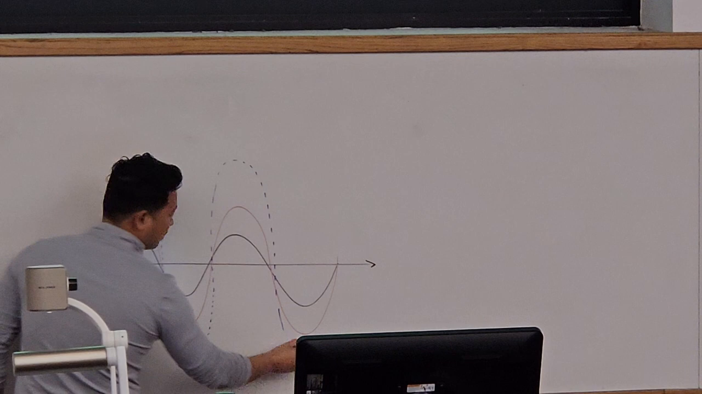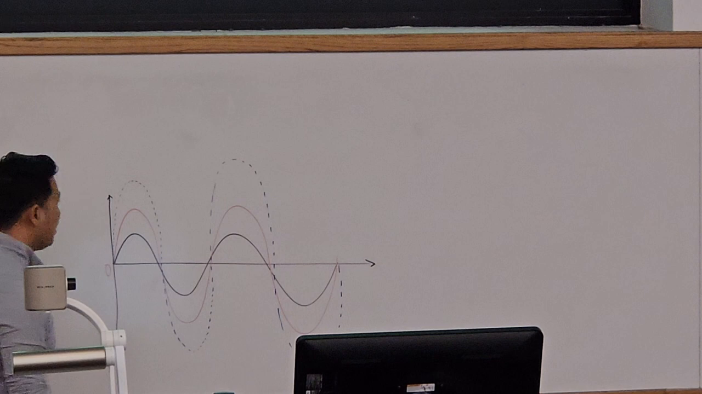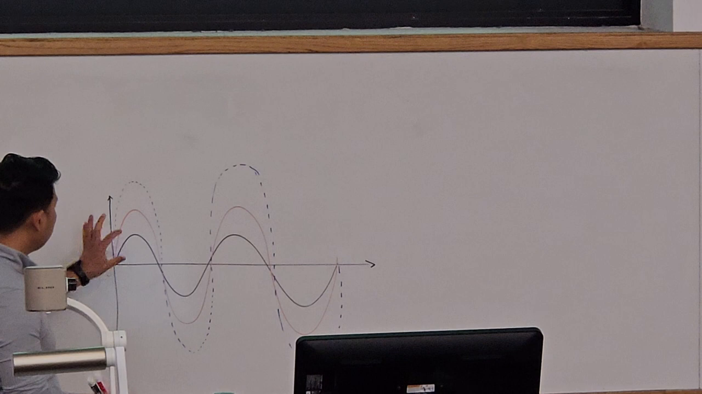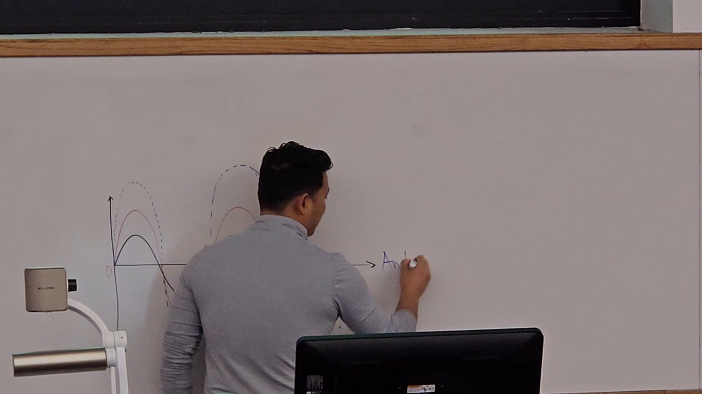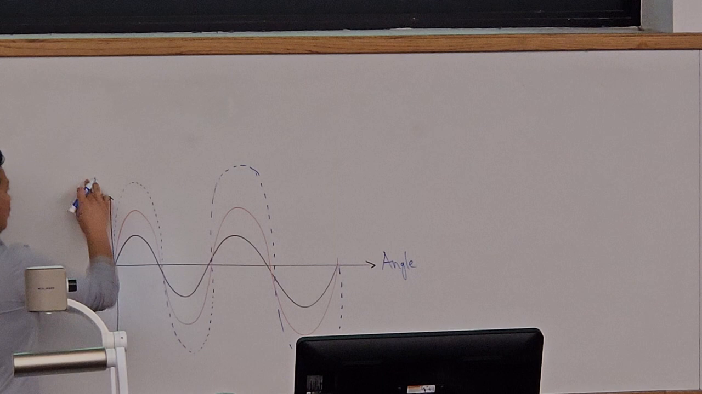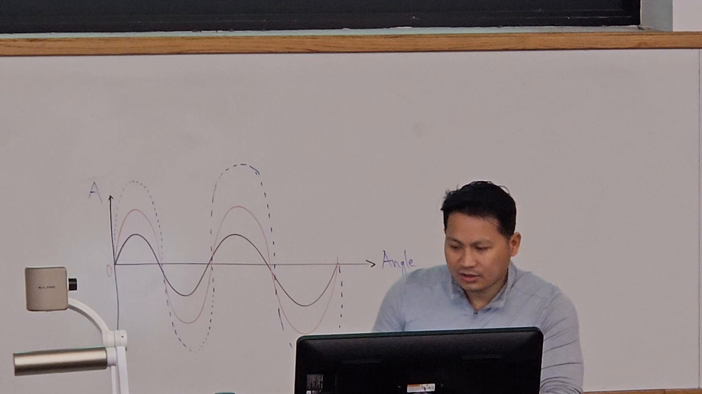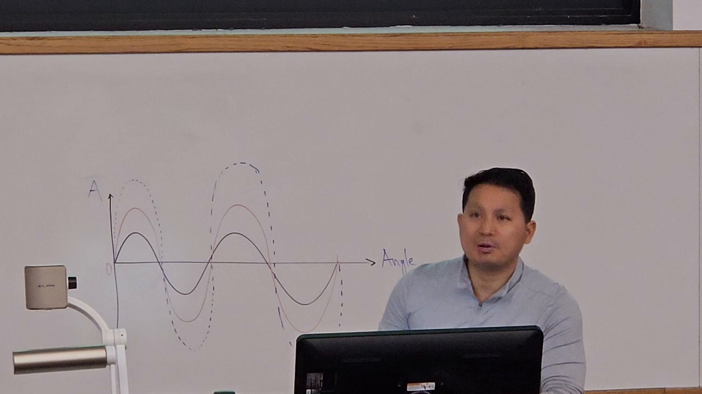You will see the signal having the bigger amplitude. Okay, this is amplitude on the y axis. So this is the angle, phase angle. You have amplitude, let's say A. So whenever two waves superimpose, at this time the result is going to be a wave of the same frequency but higher amplitude.